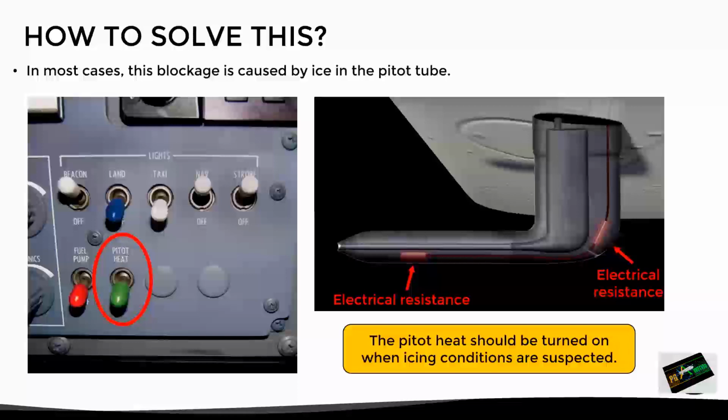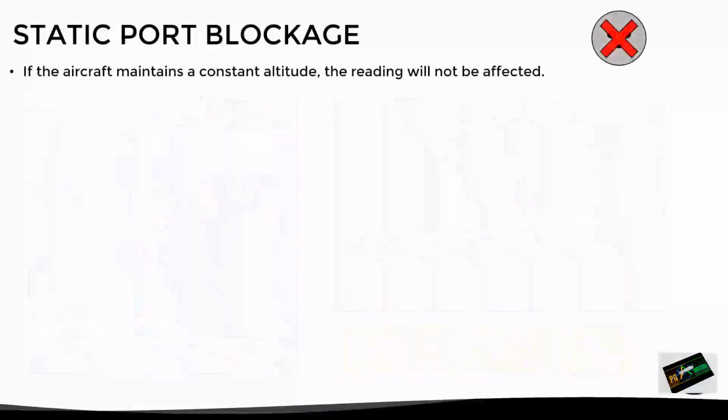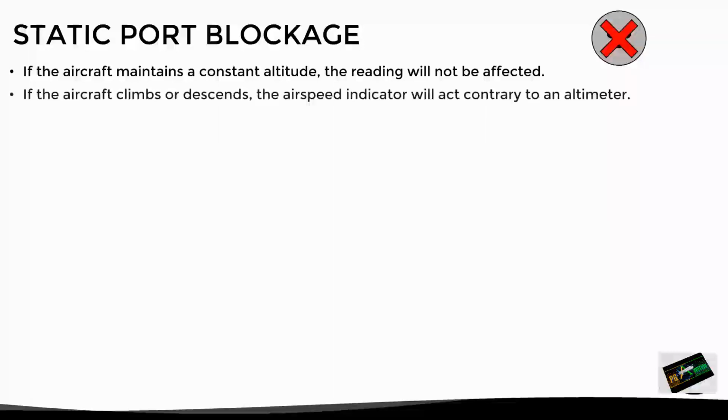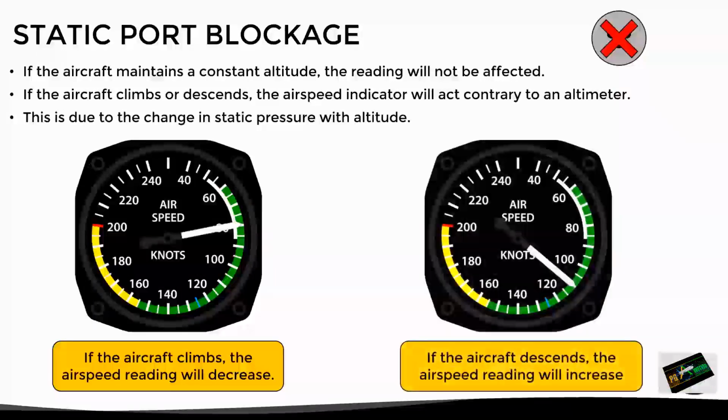Let's see now how the instrument reacts to a static port blockage. In this case, as long as the aircraft maintains a constant altitude, the airspeed reading will not be affected. However, if the aircraft climbs or descends, the airspeed indicator will act contrary to an altimeter. So, in other words, we have exactly the opposite reaction to a pitot tube blockage. In this case, if the aircraft climbs, the airspeed reading will decrease, while if the aircraft descends, the reading will increase.